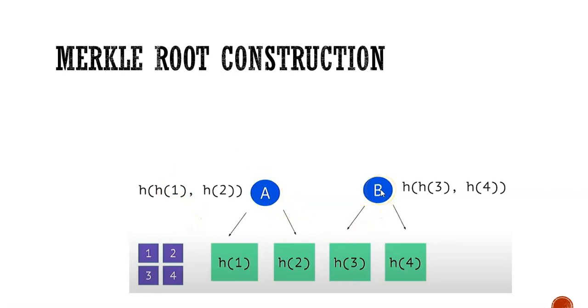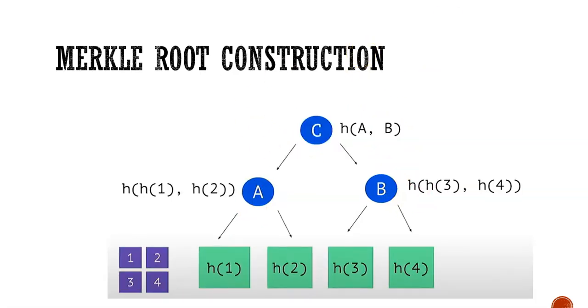And what about B? The hashes of the left child and right child, that is h of 3 and h of 4, will be combined together, and the hash of that will be taken as B. Now we have A and B, and we can construct the hash of the root. Again, you take the hash of A and B together, and you will get the root's hash. So C will be equivalent to hash of A and B, which are themselves hashes. This is how the Merkle root is constructed.